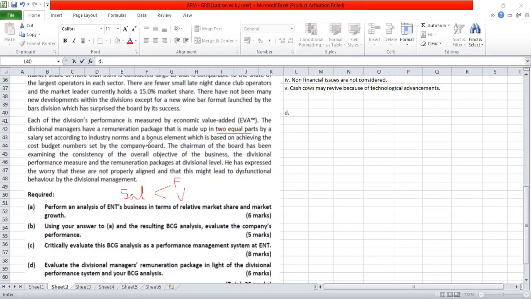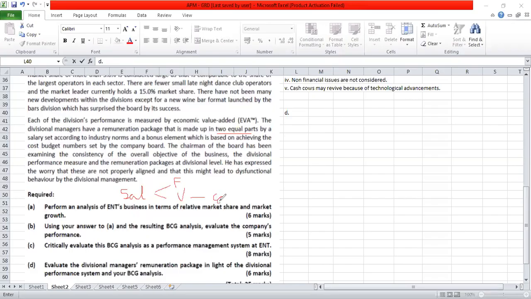See, there are two components, fixed component and variable component. The chairman of the board has been examining the consistency of the overall objective of the business, the divisional performance measure, and the remuneration packages at divisional level. He has expressed the worry that these are not properly aligned, and this might lead to dysfunctional behavior by the divisional management. When can they earn their variable salary? Only when they meet the cost budget.